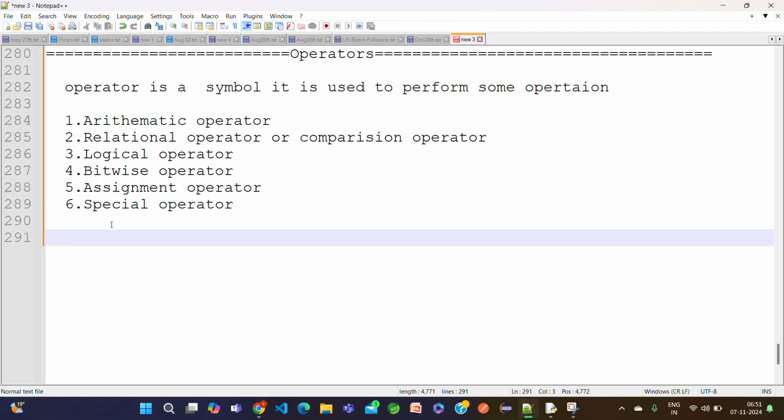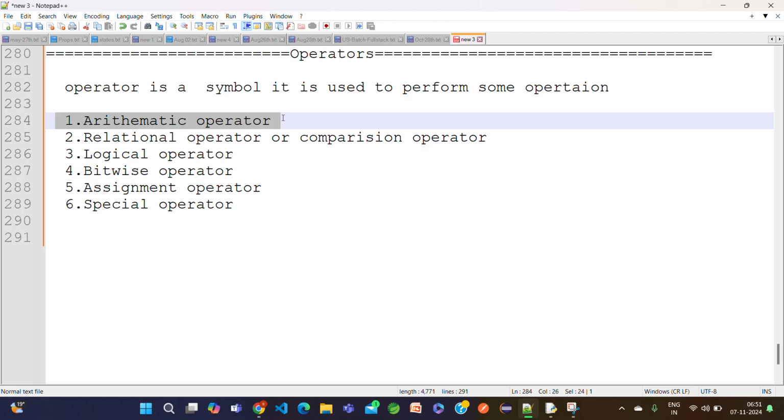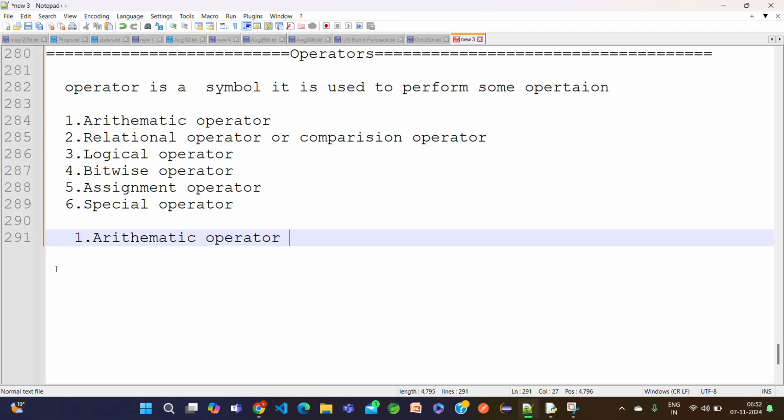Now here are the arithmetic operators. The plus symbol is simply addition. Then subtraction, multiplication, division. Then modulus, floor division, and exponentiation. These are the arithmetic operators we have. How can we perform operations by using these operators?